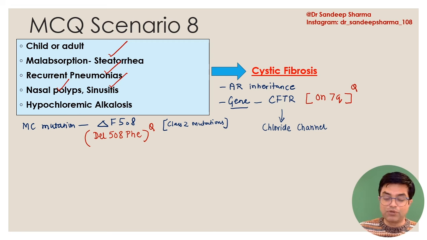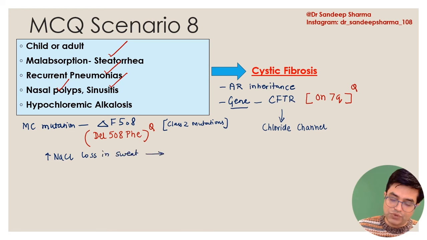Why does hypochloremic alkalosis happen? Because there is increased sodium chloride loss. Increased sodium chloride loss in the sweat glands, which leads to dehydration along with hypochloremic metabolic alkalosis.